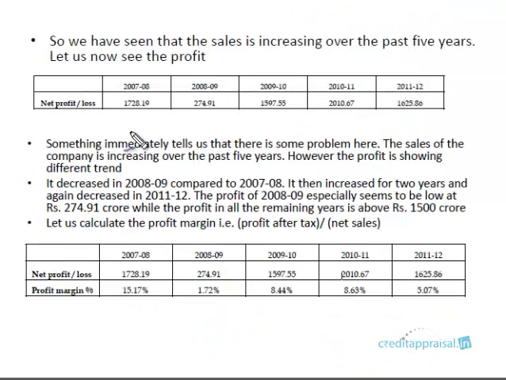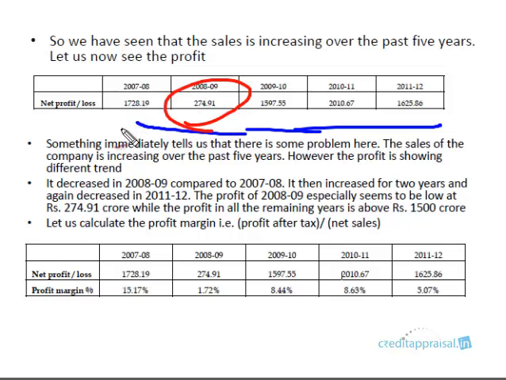So this is the profit figure for the last 5 years. Immediately you can see that something is not right. There's a problem in the profitability. It's swinging widely. Look at this profit, 275 compared to last year 1728, right? And then it increases, then it has decreased here, then it has increased, and again in the latest year it has decreased. So 16,025 crores. This is something which as a banker you will not feel really comfortable with.